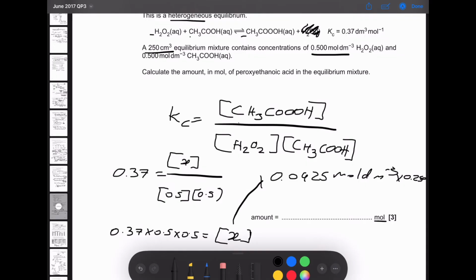So 0.0925 times 0.25 gives us 0.023, to 2 significant figures.